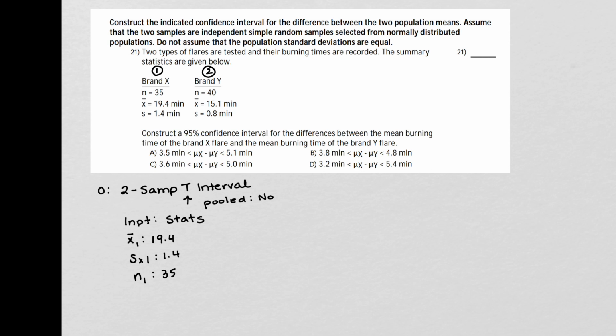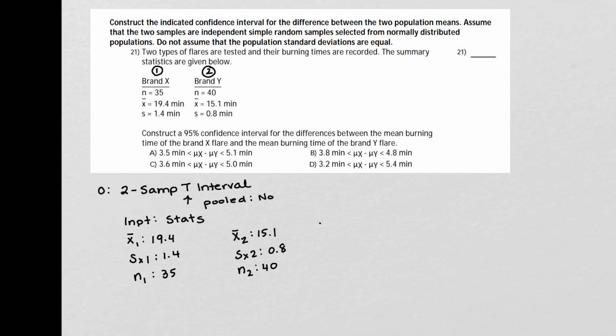And then we have X bar 2. I'm going to move to the side. This was going to go straight down on your calculator. We have X bar 2 is 15.1. SX2 is the 0.8 minutes. And N2 is 40.